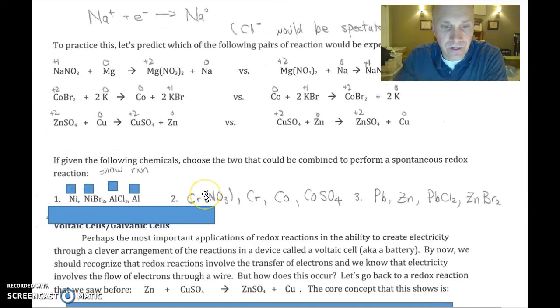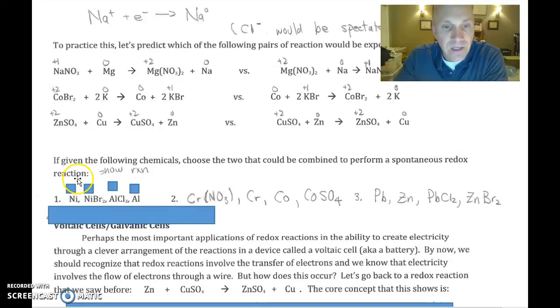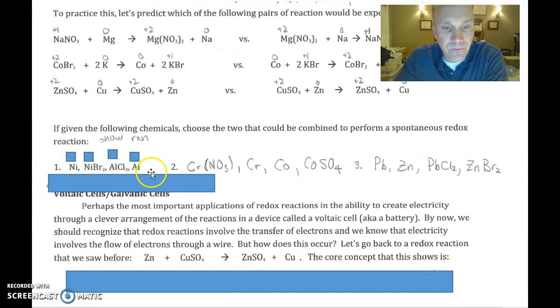One other thing that we can do to practice predicting what would happen is, instead of giving you two separate reactions to pick between, let me just show you a couple of different reactants. All right, and what we want to do is say, let's say that we had nickel metal, nickel bromide, aluminum chloride, and aluminum metal. Which two of these could we mix together so that we could get a spontaneous oxidation reduction reaction?